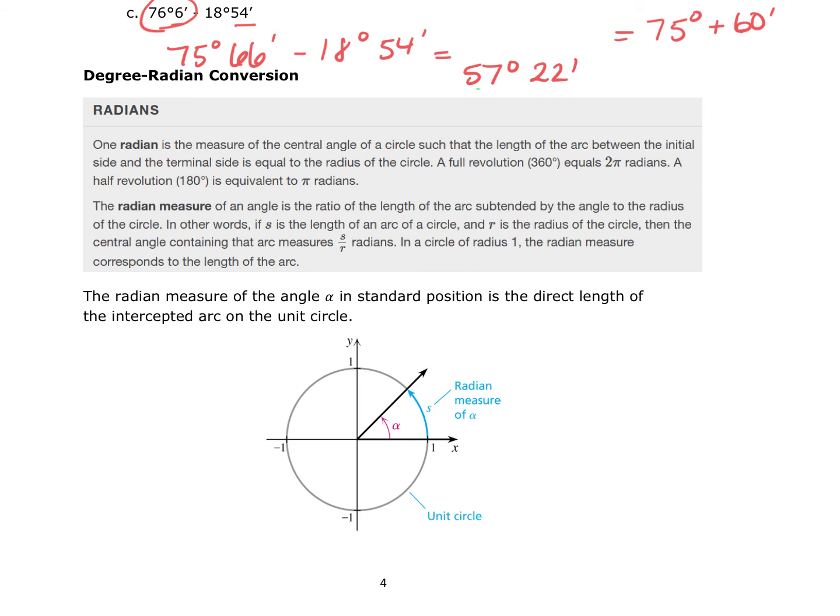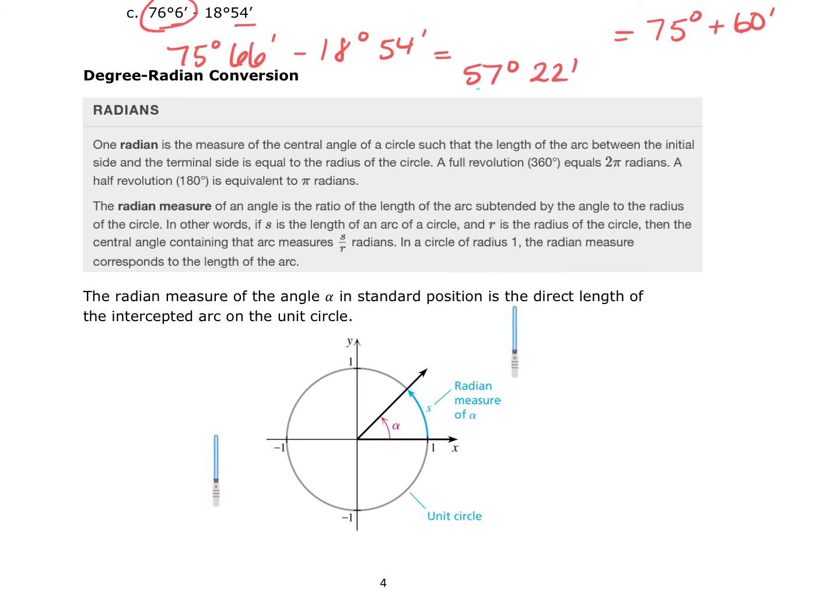So here's what the official definition is. 1 radian is the measurement of the central angle of a circle, the length of the arc between the initial side and the terminal side to the radius of the circle. 1 full revolution equals 2 pi radians and blah, blah, blah, blah, blah. And you're like, what just happened?